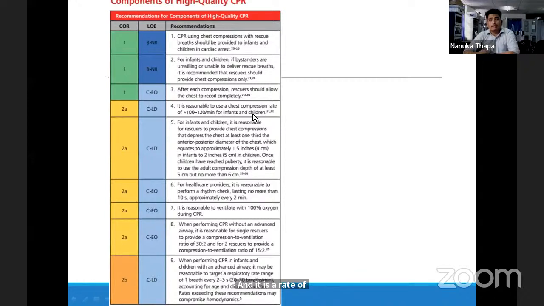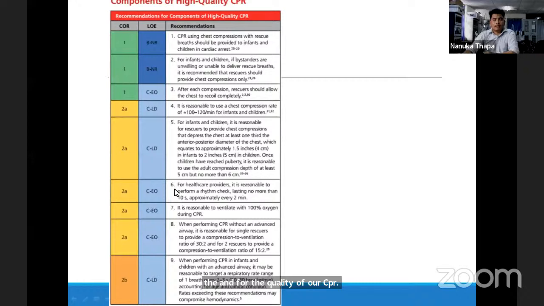And how deep we should push, how deep we should compress the child. That is at least 1/3 of the anterior-posterior diameter of the child. And in case of adults, it is around 5 centimeters. And after each chest compression, the rescuer should allow the chest to recoil completely. We should not just simply push; not allowing the chest to recoil will hamper the quality of our CPR.